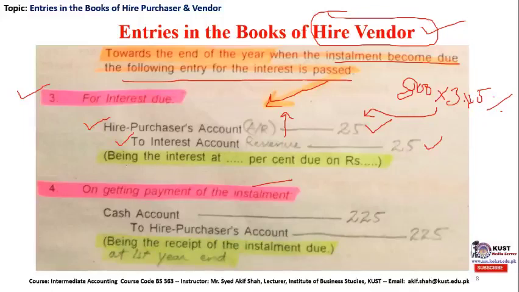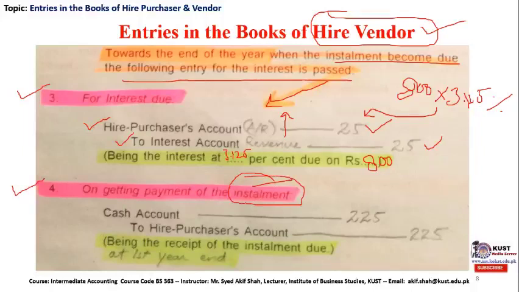The short narration explains: being the interest at the rate of 3.125% per year due on rupees 800, since this interest is applied on the outstanding balance. Here comes the last entry in the vendor's book of account upon receiving the installment at the end of the year.